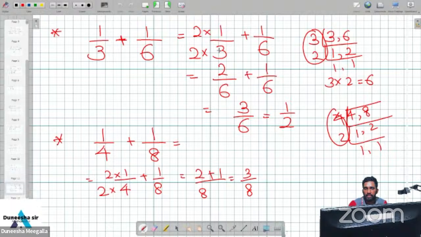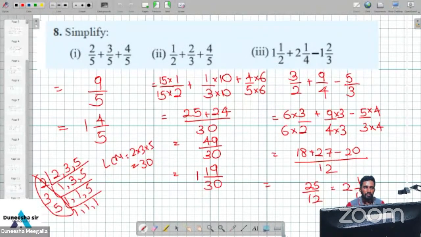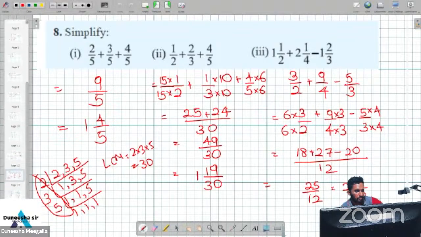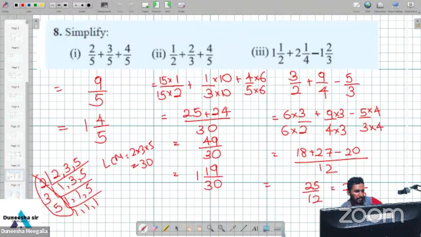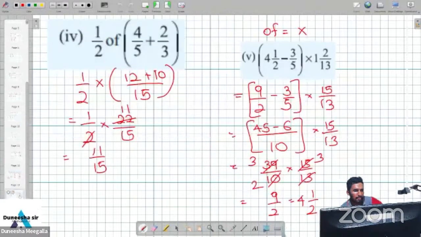Then 1 over 3 has to be written with denominator 6. We multiply both numerator and denominator by 2. Then 2 over 6, plus 1 over 6. Okay. Then we discussed the addition of these, and for 'of' we use multiplication. Okay.